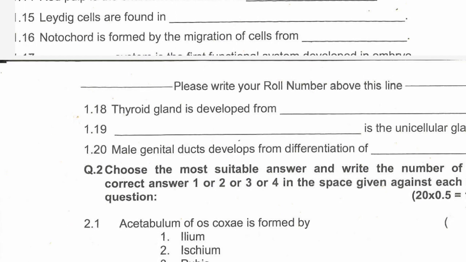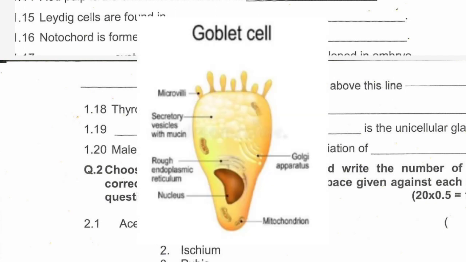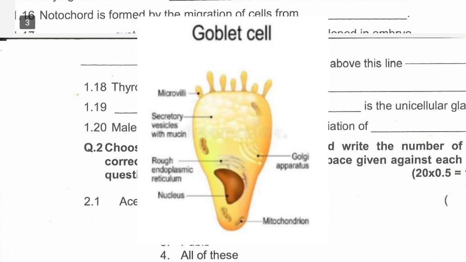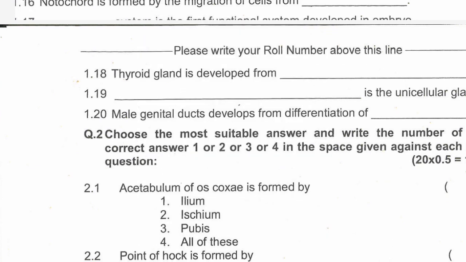Then question number 19 is: dash is the unicellular gland. So the goblet cells are the unicellular glands. Then question number 20 is: male genital ducts develop from differentiation of. So we all know that the male genital ducts develop from the mesonephric ducts.